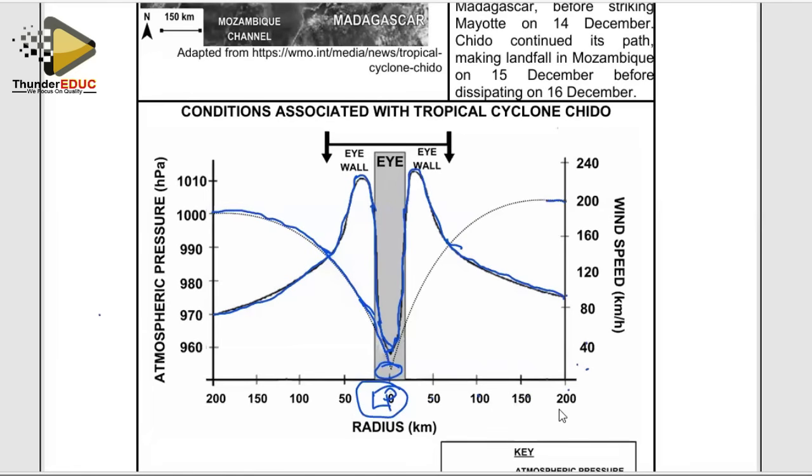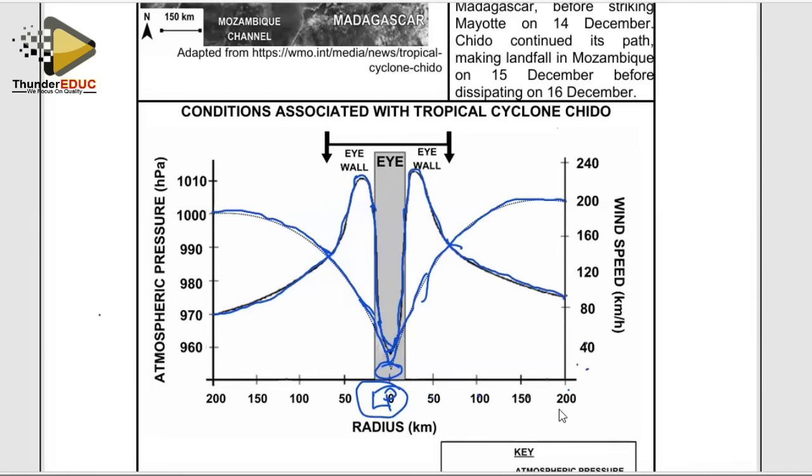The same happens on either side. Pressure is high away from the center of the system, and it declines and drops steeply as we get into the eye of the system. That's basically the interpretation of the tropical cyclone.